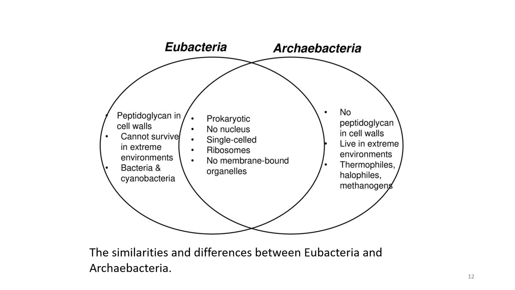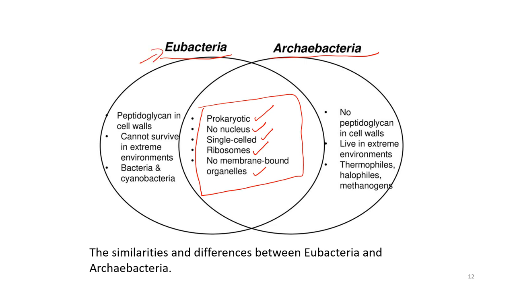In this slide, as you can see, what is the difference between Eubacteria and Archaebacteria? If you look at the center here, these are the common features of these two organisms. They are prokaryotes, so obviously they do not have any nucleus. They are single cell, unicellular. They have ribosomes, and they have no membrane-bound organelles. So this one you have to remember, the features of prokaryotes. For Eubacteria, the cell wall is made up of peptidoglycan, and they cannot survive in extreme environments, and they consist of bacteria and also cyanobacteria.